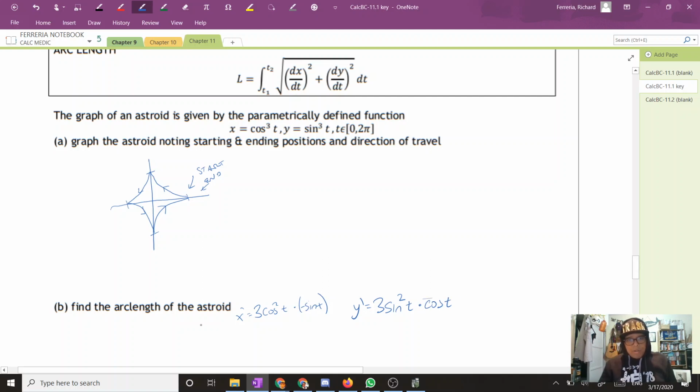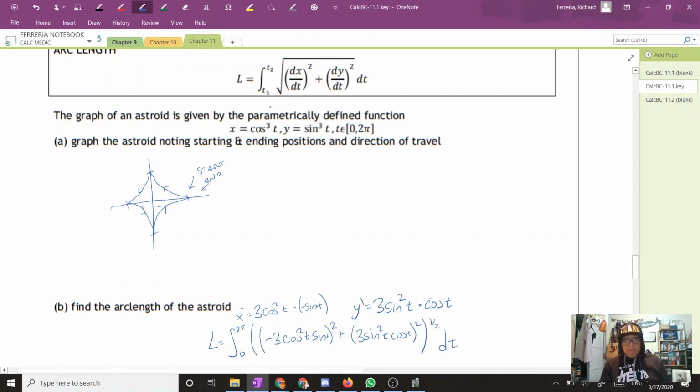Okay, so the arc length is going to be equal to the integral from 0 to 2 pi of, and we're going to put this in parentheses because I like it better this way, (-3 cosine squared t sine t) squared plus (3 sine squared t cosine t) squared, and then we'll take this entire thing to the 1/2 power, dt.